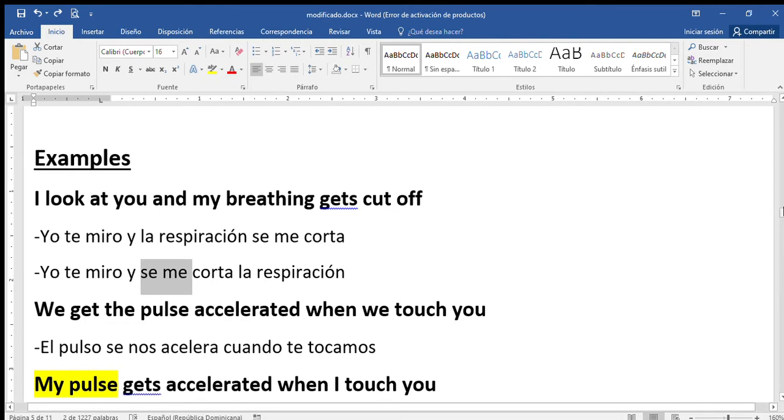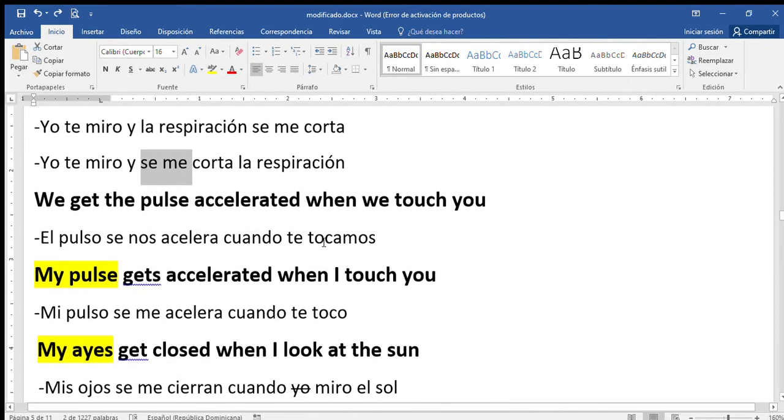So in the other example we get the verse, el pulso, the pulse accelerated when we touch you. What are we talking about right here? We are talking about the verse that is getting accelerated when we touch you. So we mentioned the verse, we mentioned the who or what are we talking about? El pulso, and then you put the corresponding pronoun. What is the corresponding pronoun?